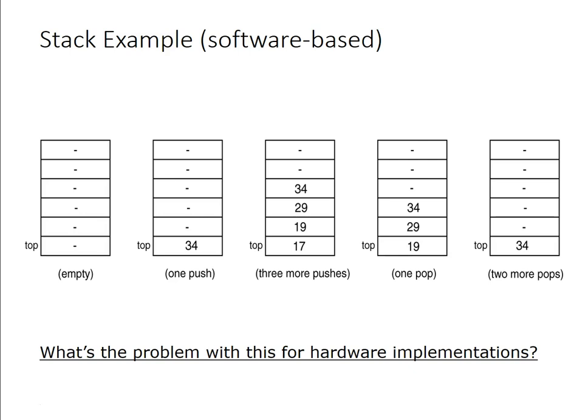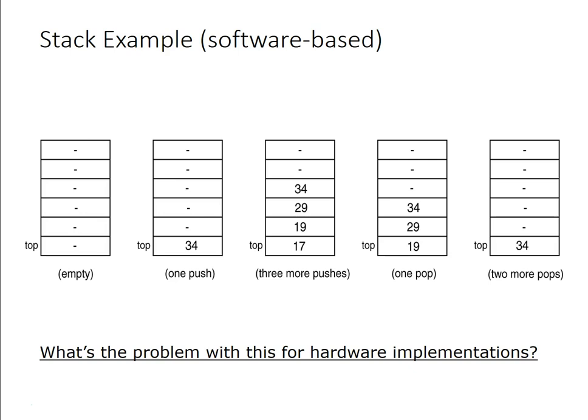On the left here I have an empty stack. There's no data in it. But then when I push the number 34 into the stack, it's going to go to the top of the stack, in this case at the bottom of this array. Then when I push 3 more values, those 3 most recent values are pushed onto the stack, and the 34 value is pushed down, or moves up in this case.